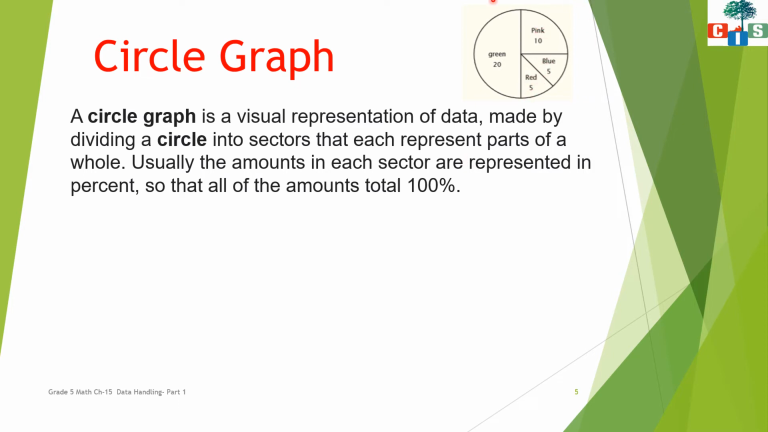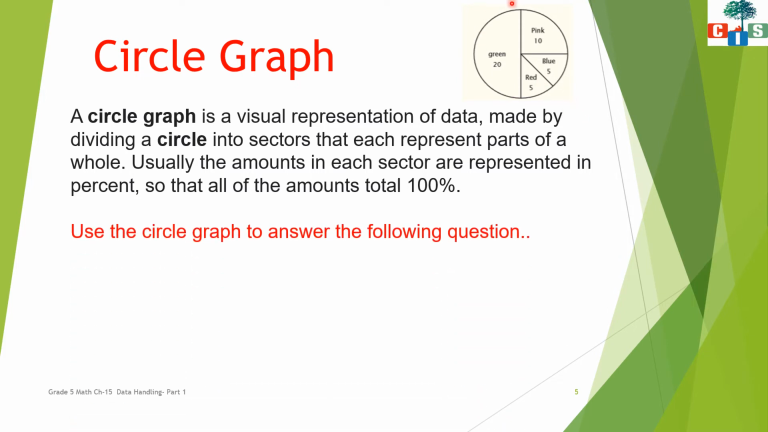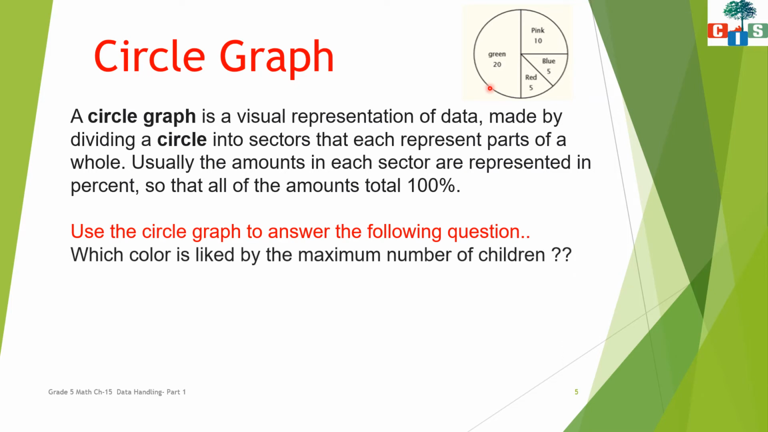Now you have to read this circle graph carefully, and then you have to find out the answers for the following questions. Which color is liked by the maximum number of children? Here we can see that 20 is the highest number of children, who like green color. So green color is liked by the maximum number of children, which is 20 students.